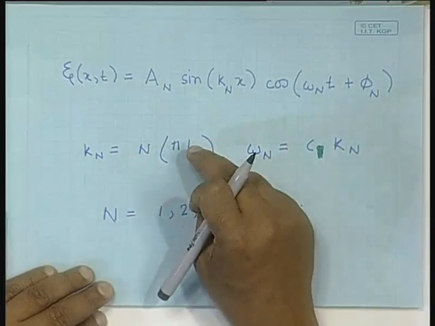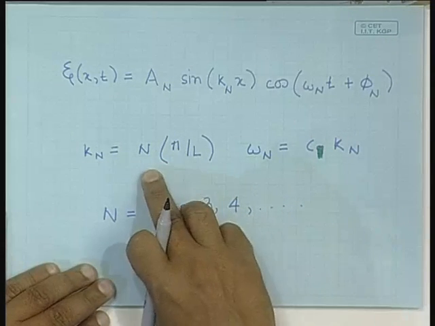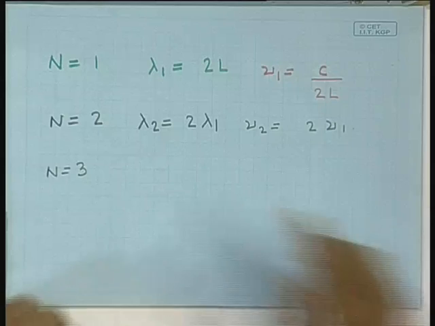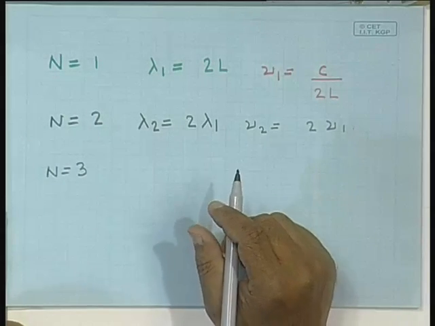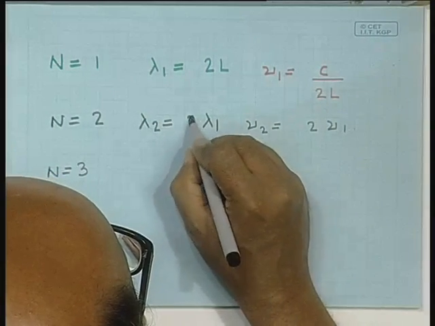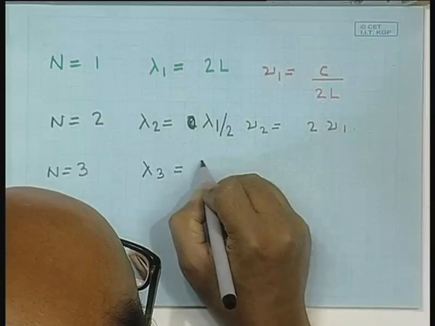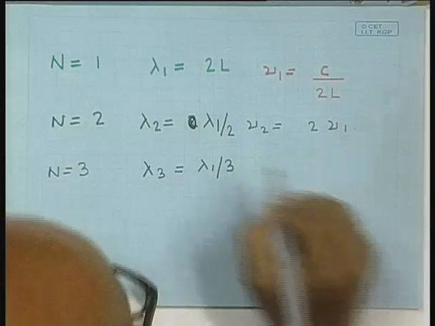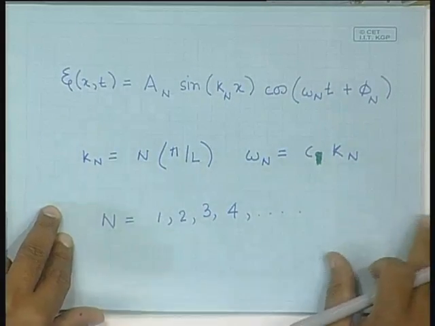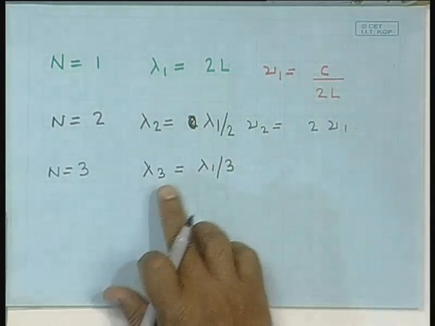So, the wavelength is 2 divided by 3, 2/3 of L. Sorry, this should be lambda 1 divided by 2. I had made a mistake over here. For n equal to 2, the wavelength was L, which is lambda 1 divided by 2, not multiplied by 2.